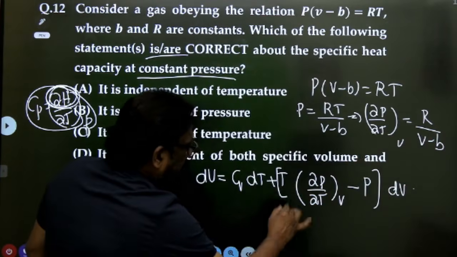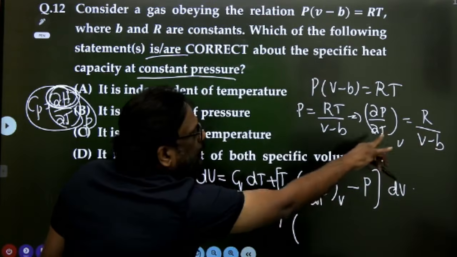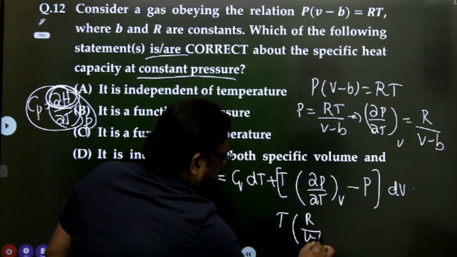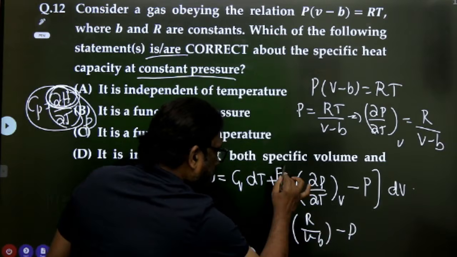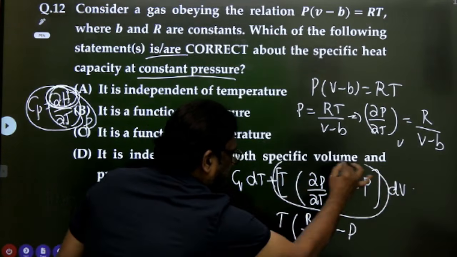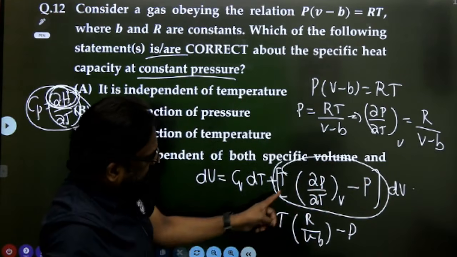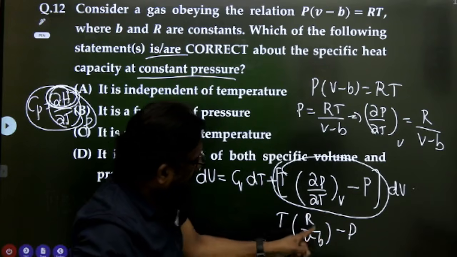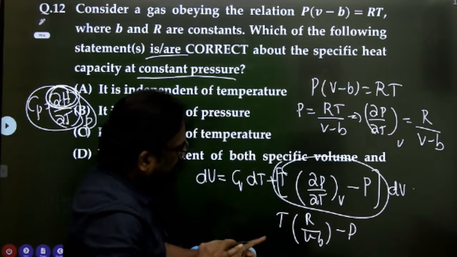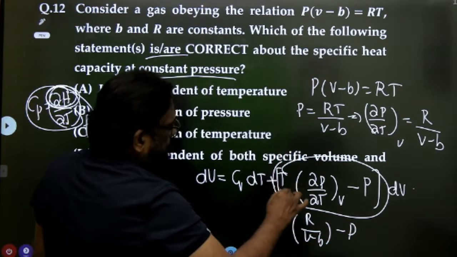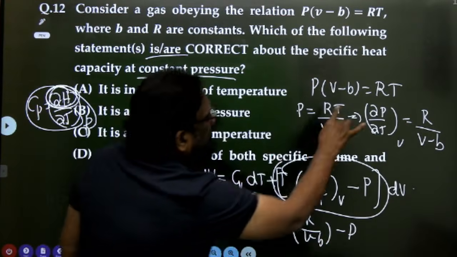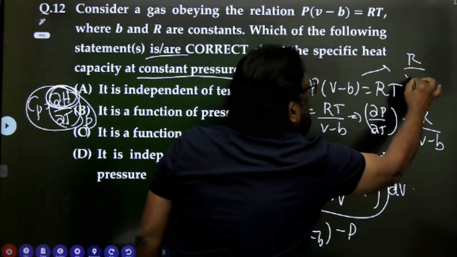तो क्या होगा इधर देखो, T into dou P by dou T at constant V is R by V minus B, minus P. ये टर्म देख रहा हूं सर, ये वाला टर्म ले रहा हूं, बहुत बढ़िया। T into what is dou P by dou T, R into T by V minus B. ओके अब देखो, ऑलरेडी यू नो मेरे प्यारे दोस्तों, R T by V minus B, what is RT by V minus B?